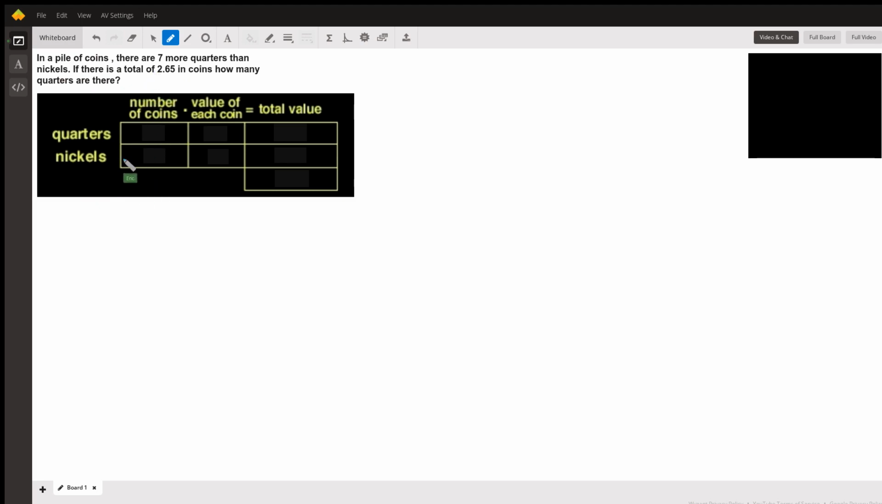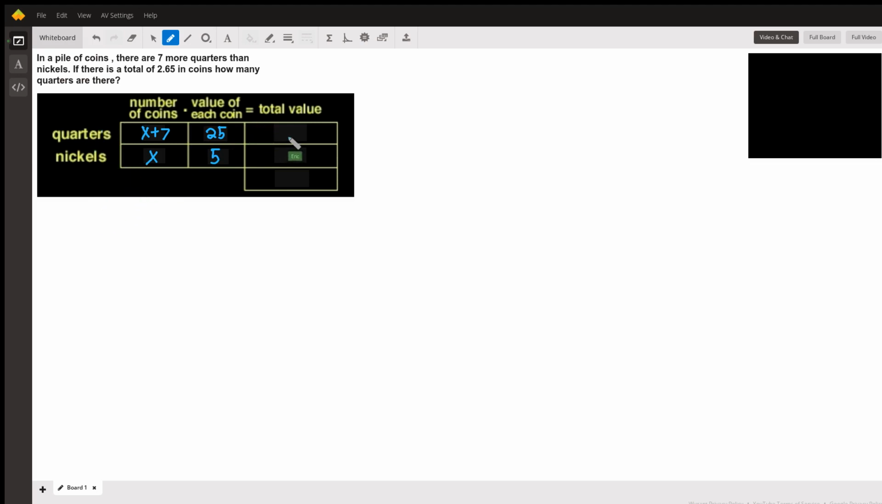So if we call our number of nickels x, then our number of quarters is going to be x plus 7. The value of each quarter is 25 cents. And then the value of each nickel is going to be 5 cents. Notice I did not use any decimals. I expressed cost in terms of cents, and you're going to see why that is in a minute.